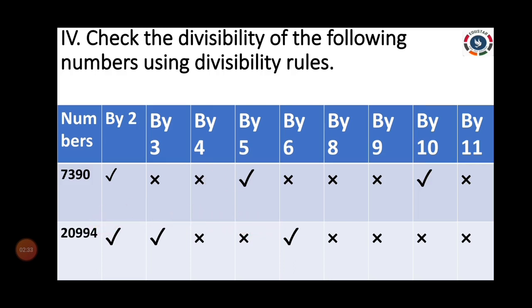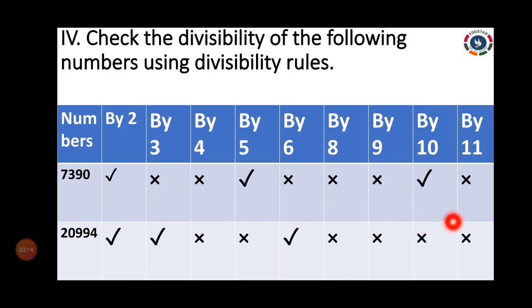And 5, last 0 or 5 we need, but we have 4 only, so it is not divisible by 5. And 6, given the number is divisible by 2 as well as 3, so 6 is also possible, so it is also divisible by 6. And rule 8, last 3 digits we want to divide separately, we are getting remainder, that means it is not divisible by 8, so I am putting cross.